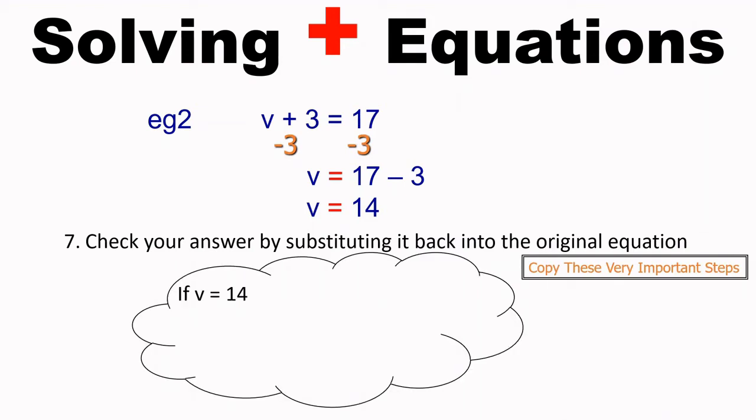If v equals 14 and v plus 3 equals 17, does 14 plus 3 equal 17? Yes, it does. So our check has worked out. v is definitely equal to 14.